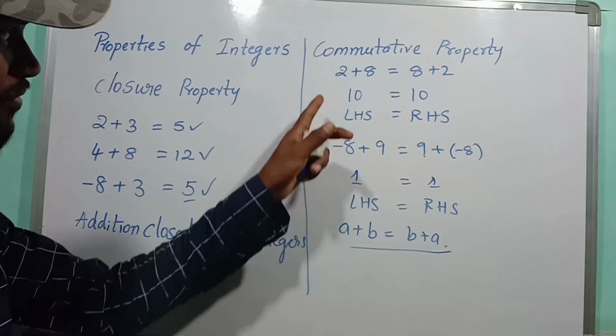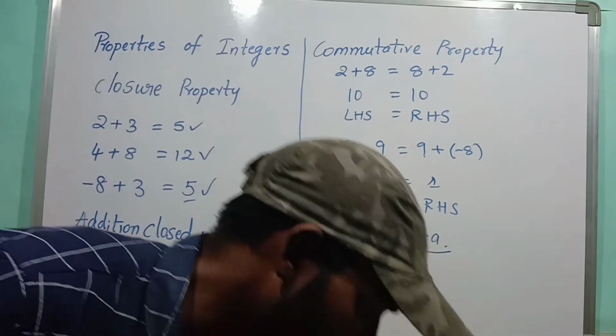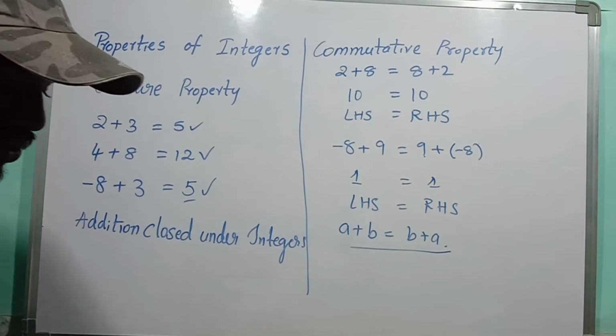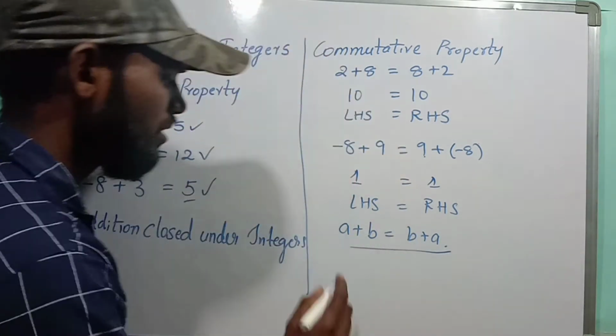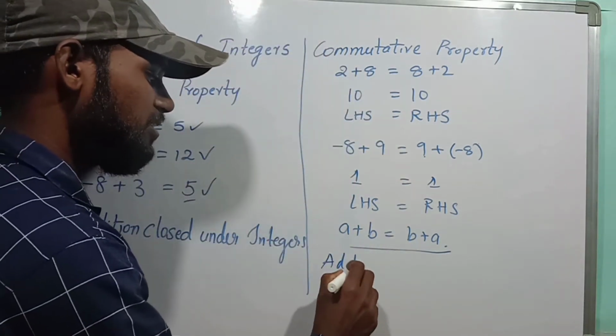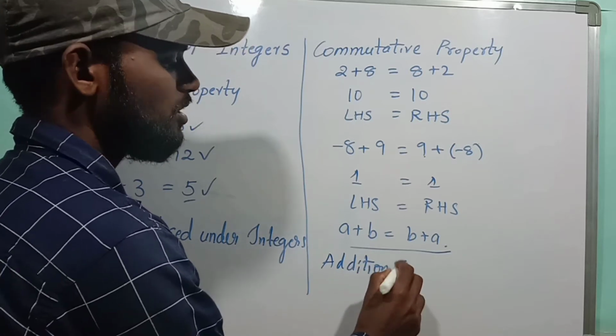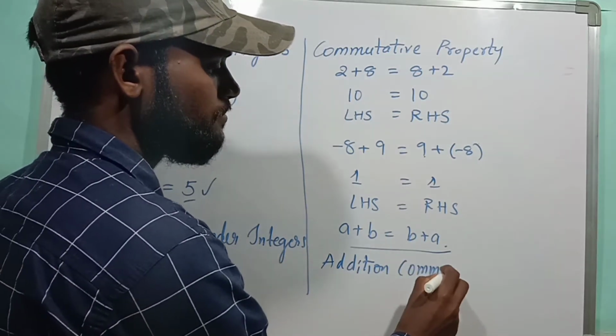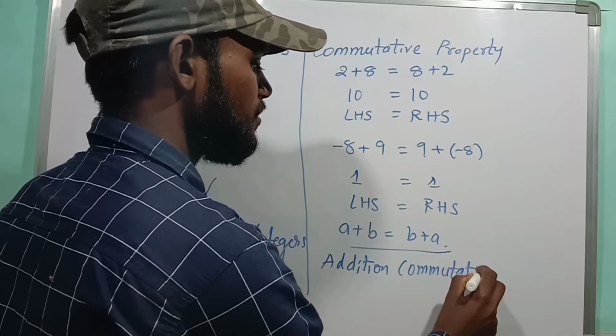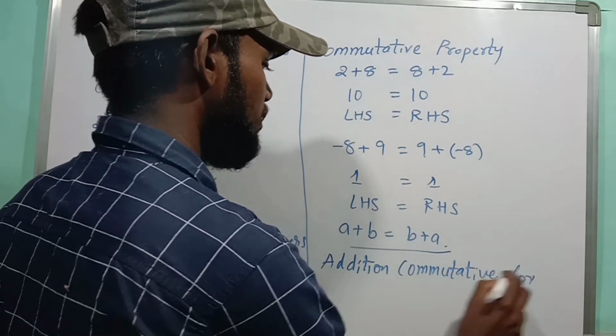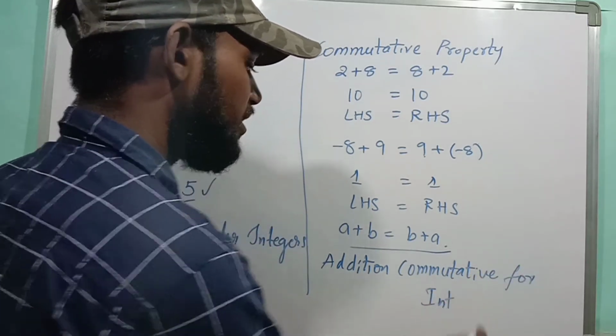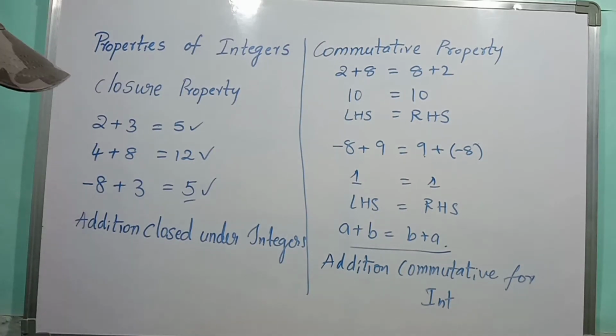Okay, what is the commutative property? a plus b is equal to b plus a. Remember that. So addition is commutative for integers. Everyone clear? Addition is commutative for integers. So this is the commutative property.